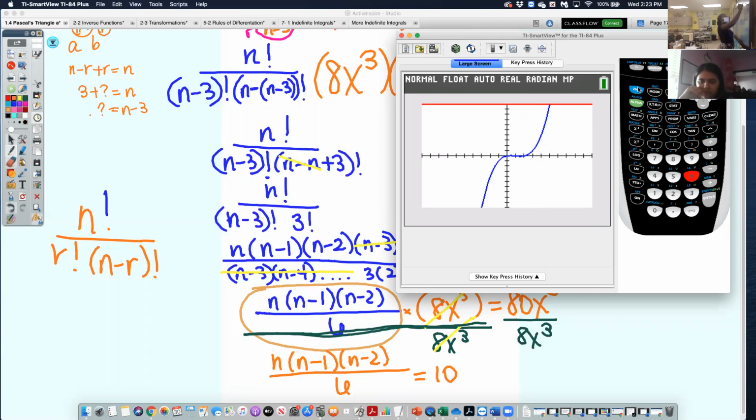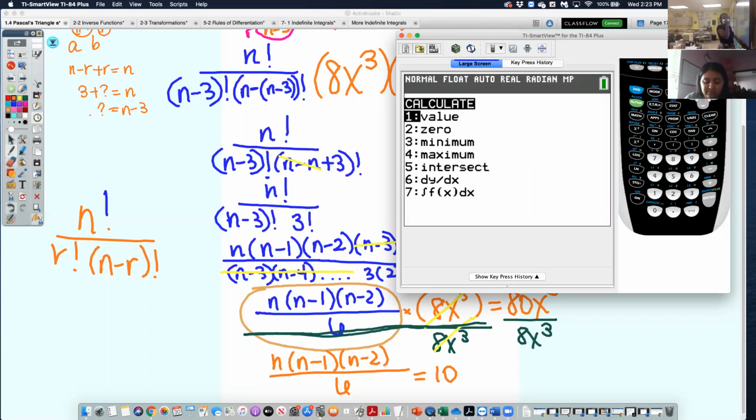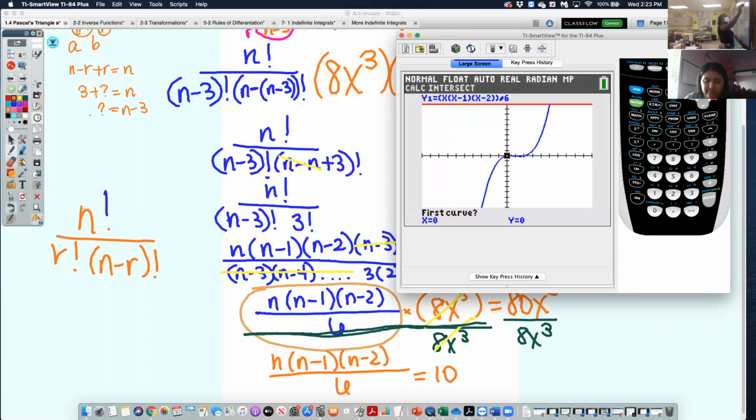Second trace. Second trace. Option 5. Move closer to that intersection point. Remember, because let's say this ended up being multiple intersection points. Remember, x represents n. N represents the power for my binomial. We want it to be a positive number. This binomial theorem applies to positive numbers. So once we get close enough, we click enter 3 times. And n is 5.